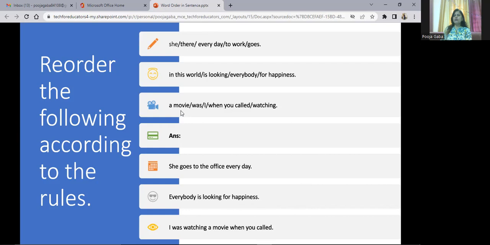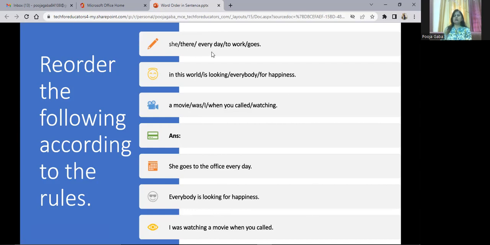Next example: a movie was I when you called watching. If we see these words carefully, I is the subject here, so let us place I in the beginning. Then the verb: was plus watching. Was is the helping verb, watching is the main verb. So the helping verb comes first before the main verb: was watching. Then the object, which here is a movie. When you called can be taken as the later part after subject, verb and object. So: I was watching a movie when you called.